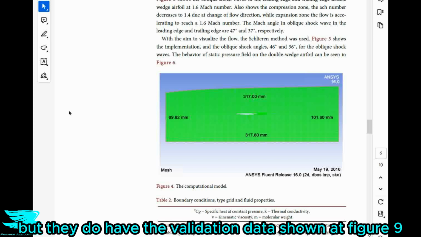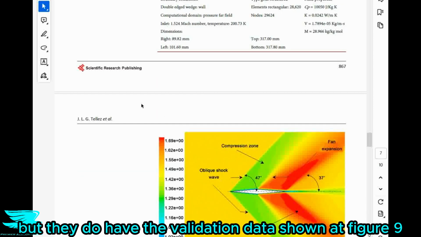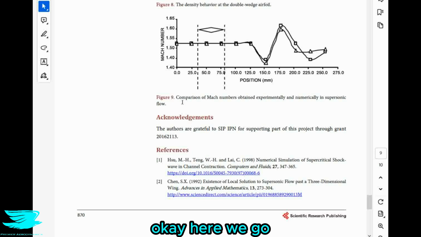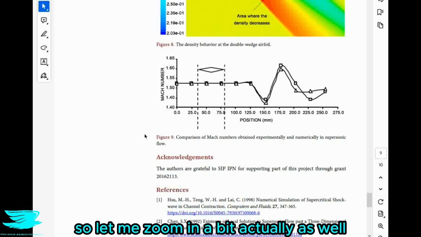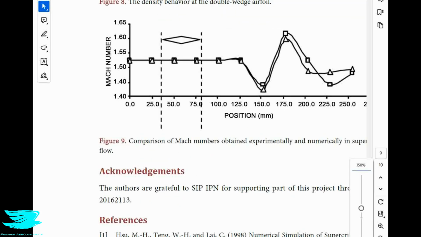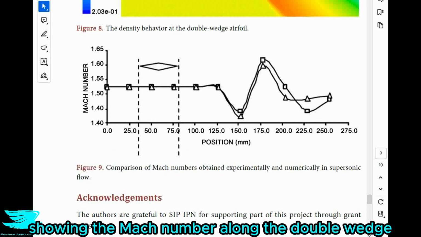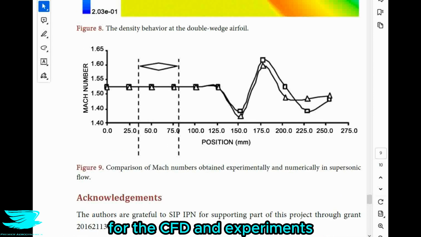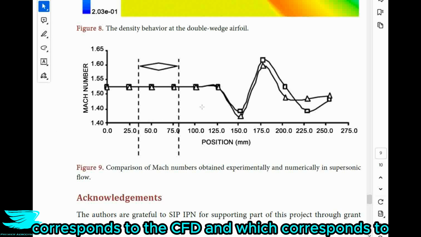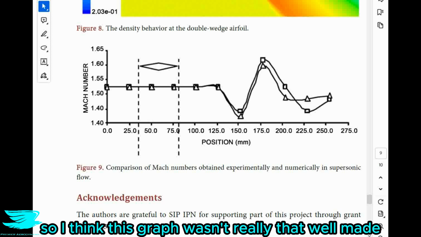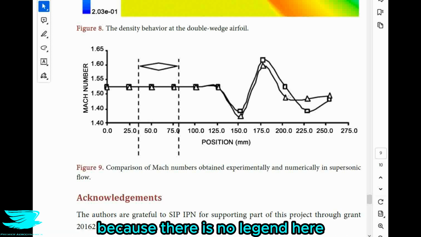But they do have the validation data shown in figure 9. So let's jump down to that figure, all the way down here. Okay, here we go. So let me zoom in a little bit actually as well. Okay, so in figure 9, we have 2 lines in the graph showing the Mach number along the double wedge for the CFD and experiments. I don't know which line corresponds to the CFD and which corresponds to the experiments. So I think this graph wasn't really that well made because there's no legend here.